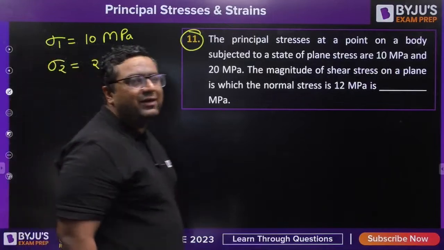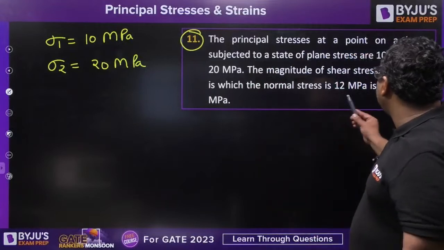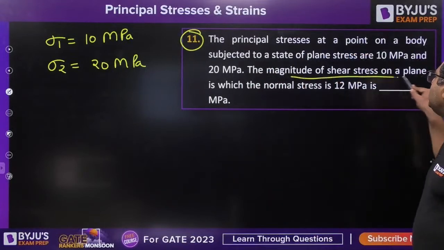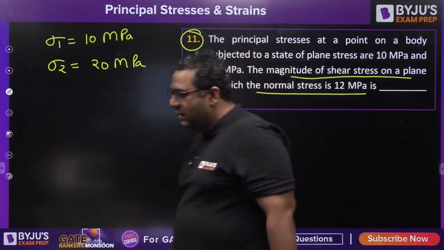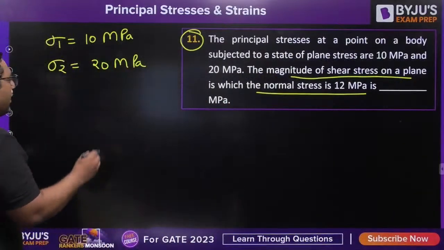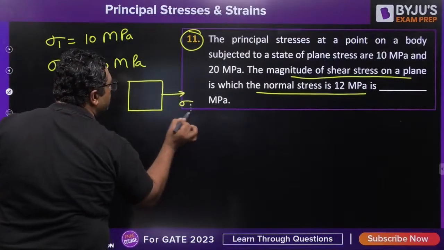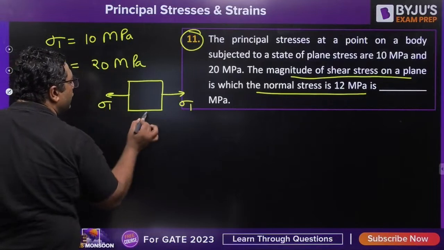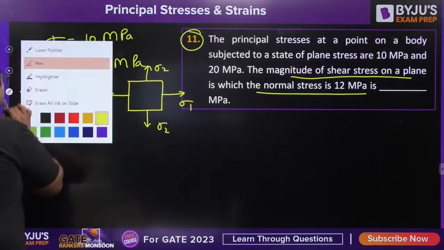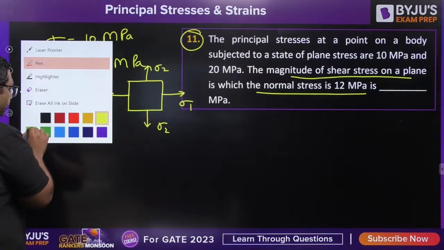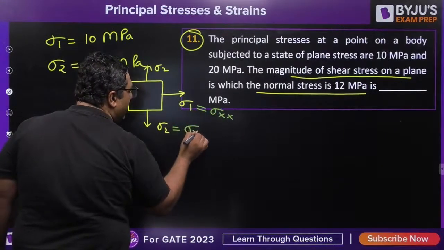So here they are giving you the principal stresses. They also want the magnitude of shear stress on a plane at which normal stress is 12 MPa. Whenever you know sigma 1, sigma 2, you can make the state of stress. This is sigma 1 because both the principal planes are perpendicular to each other. This is sigma 2. And you can also use them as sigma xx and sigma yy.